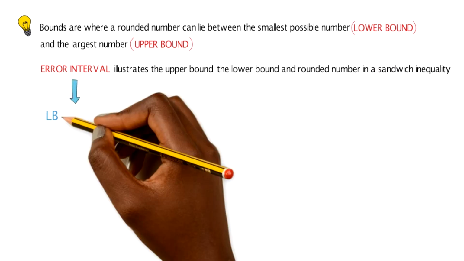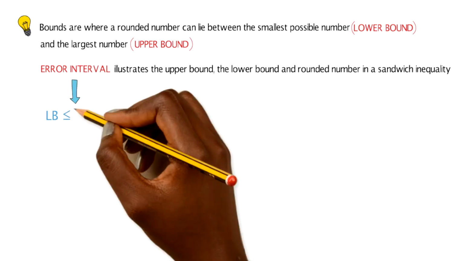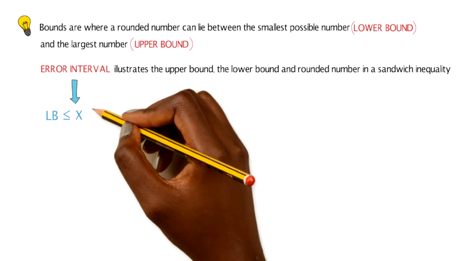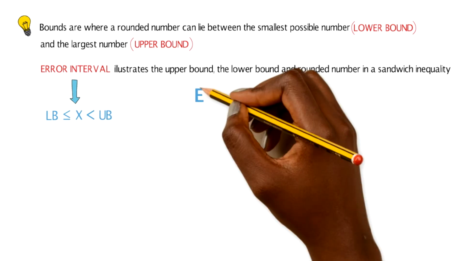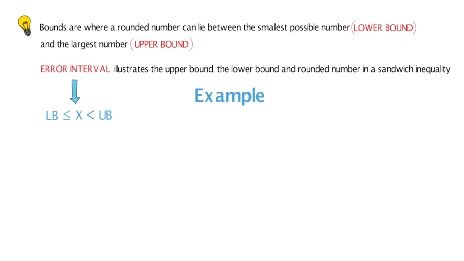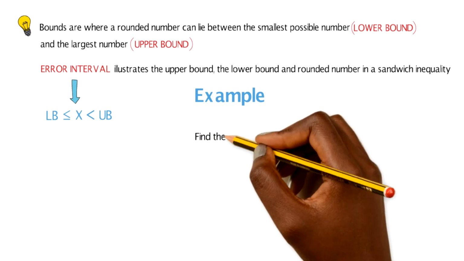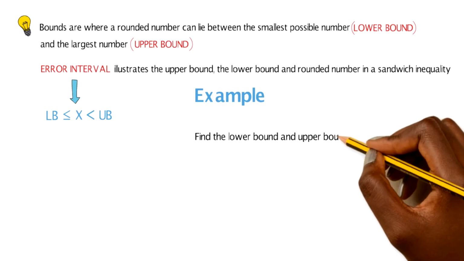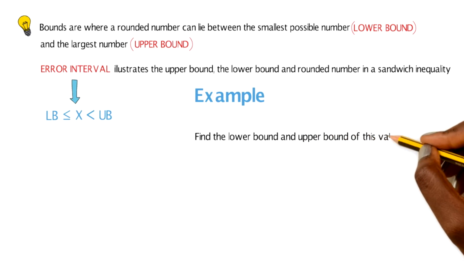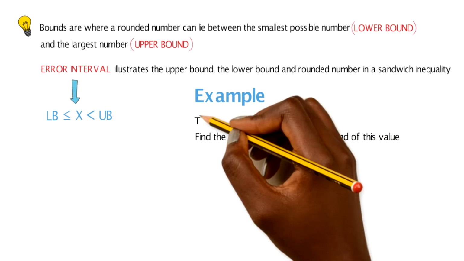So you draw it as your lower bound value, your less than or equal to sign, your x value, then your less than sign, no equal to though, and then you have your upper bound. So for example, if a question says, find the lower bound and the upper bound of this value.